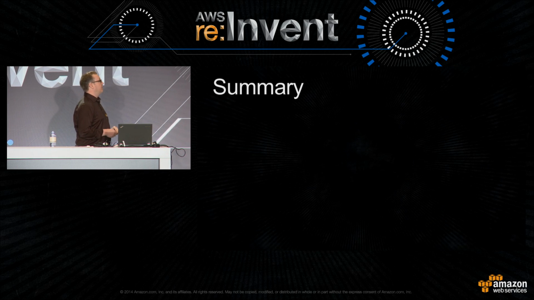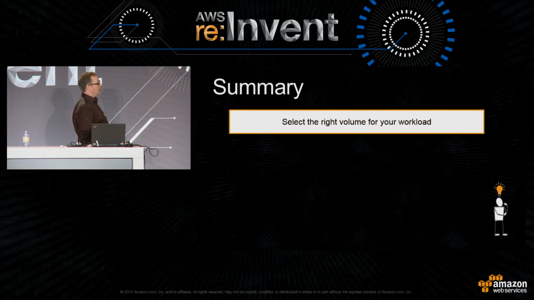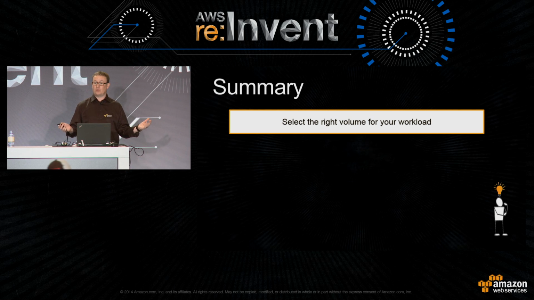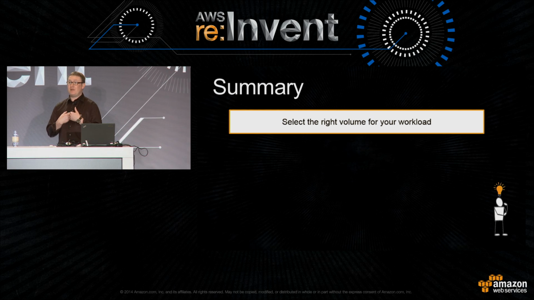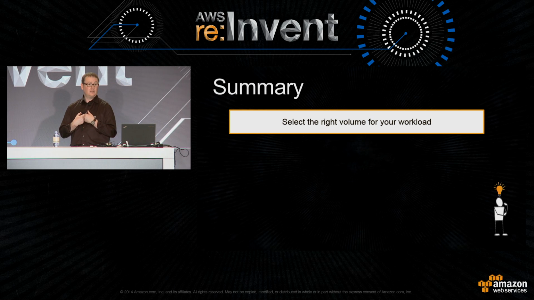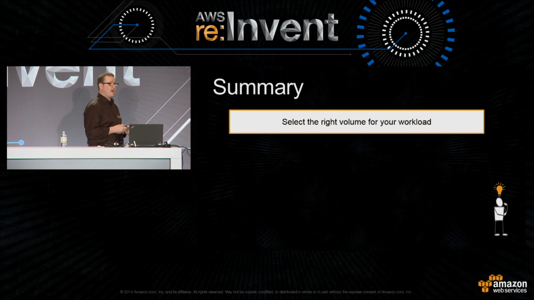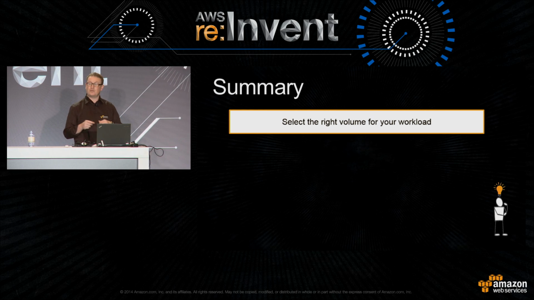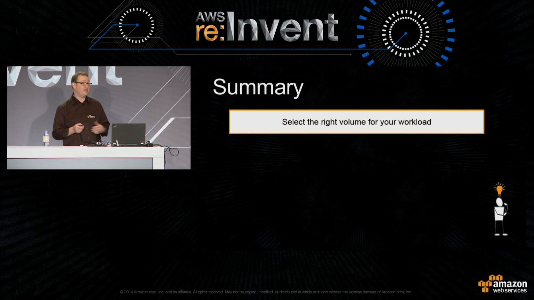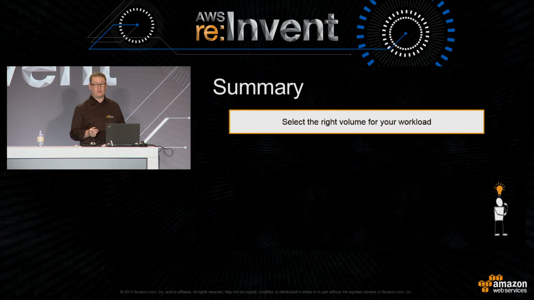So I'd like to leave with a little bit of a summary. I want you to select the right volume for your workloads. And that, for me, means GP2. Okay? Unless, of course, as we identified, it's nearline cold storage or it's really high consistency databases, we think GP2 is the volume you're going to want to go with.